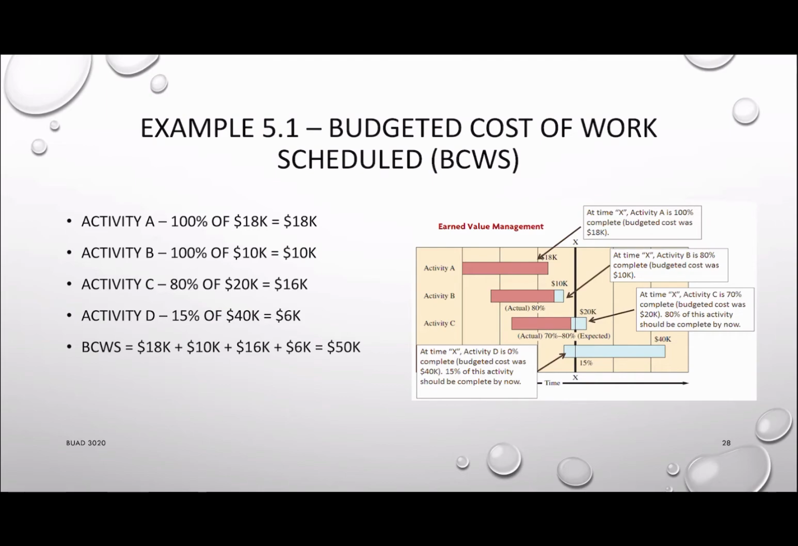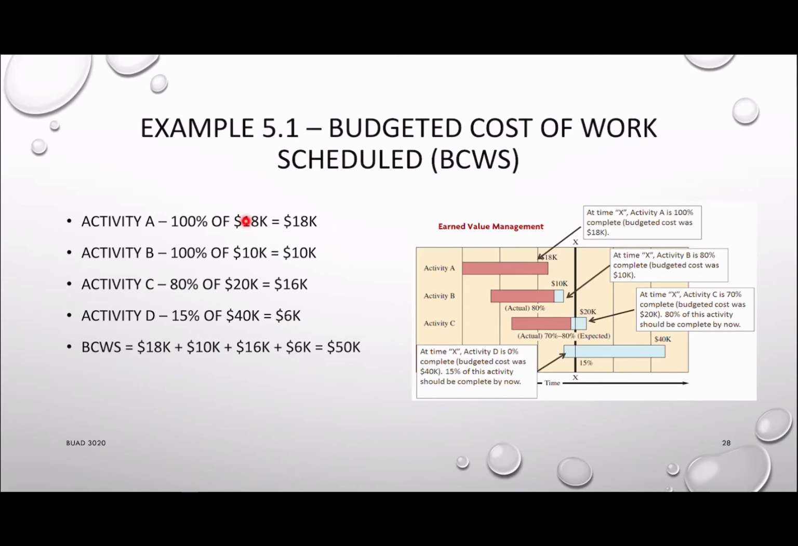So how can we do the calculations? The first thing we want to calculate is the BCWS, the budget cost of work scheduled. Suppose activity A's cost is 18K, activity B will be 10K, C will be 20K, D will be 40K. The first thing we want to do is to calculate how much work should be done based on your schedule at time X. As we mentioned earlier, activity A should be 100%, activity B should be 100% as well, activity C will be 80%, activity D will be 15%.